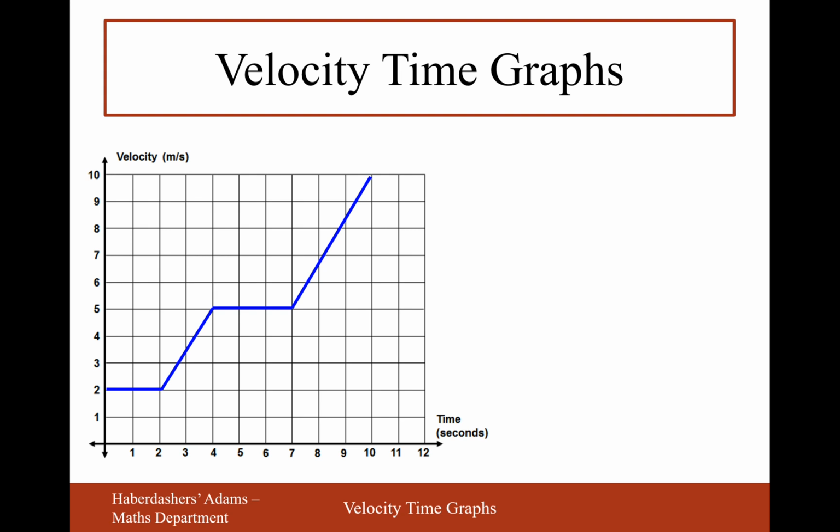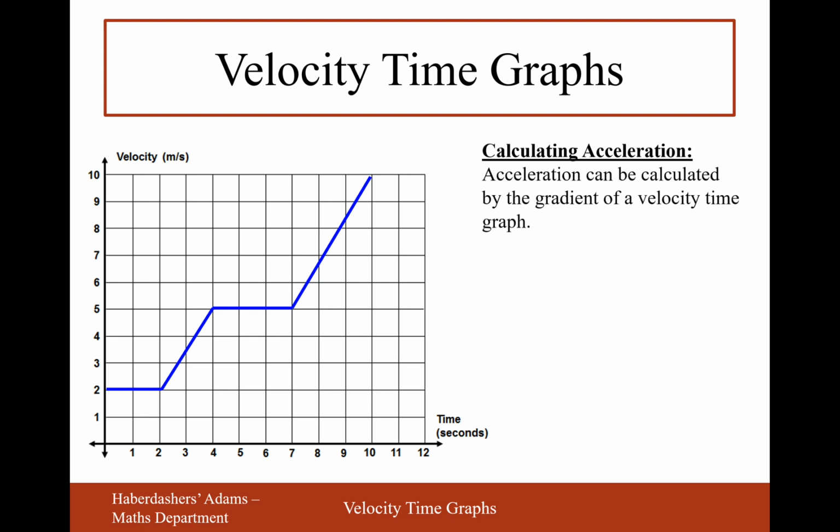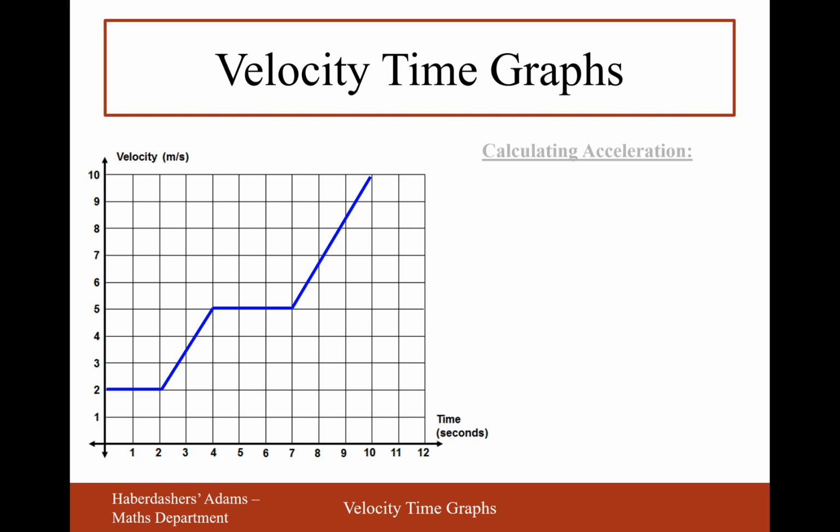So let's go through a few questions where we're calculating the acceleration. The acceleration can be calculated by the gradient of this graph. Gradient, remember, is difference in y divided by difference in x. So in this case, acceleration is the change in the velocity, that's the y-axis, divided by the change in time, that's the change in the x-axis. So let's use that little formula to work out the gradient for this section of the graph here.